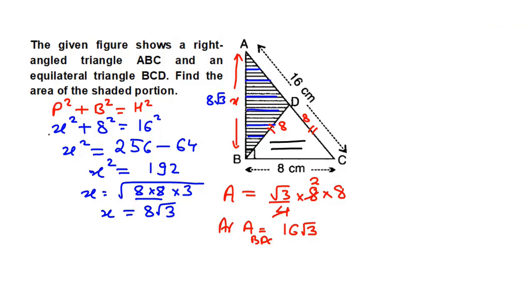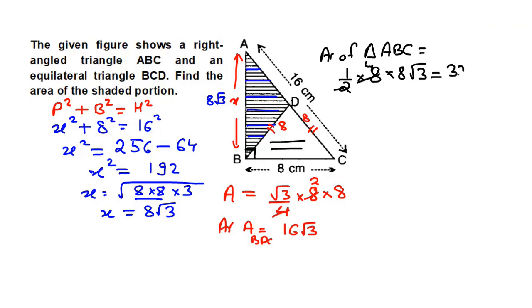And we can find the area of this whole triangle also. Area of triangle ABC will be equal to half into base into height. This is a right angle triangle. For a right angle triangle, one of these sides is the base, the other will be the height. So half into base can be 8, then height will be 8 root 3. This is going to cancel 4 times. So this would be 32 root 3.